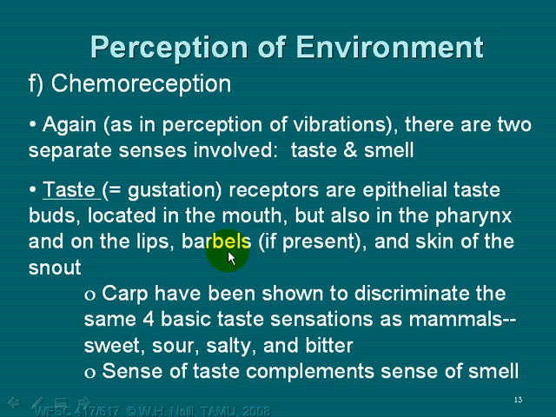These taste buds allow fish to discriminate the same four basic taste sensations that mammals are known to distinguish, at least my information indicates. I'm not sure if there's anything more recent, but they're sweet, sour, salty, and bitter, the four senses that we tend to report. If somebody holds their nose and tastes something, they usually can distinguish these four things.